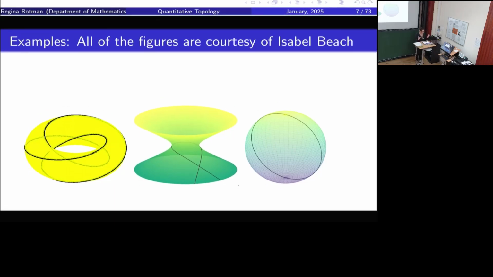Now, the nice pictures that I will have are courtesy of my student Isabel Beach. She's from the University of Toronto. So we look at certain surfaces and we look at what geodesics on those surfaces are. We can look at a round sphere, for example. This is a typical example to look at. And we see the geodesics on a round sphere. They are all of the big circles.